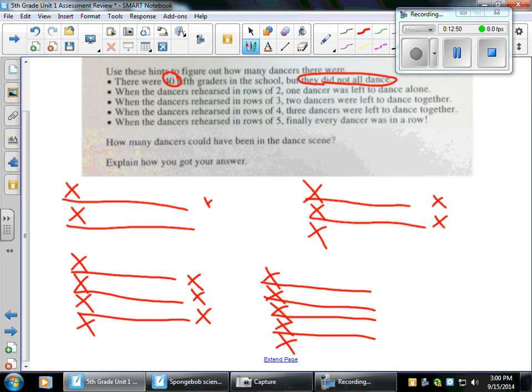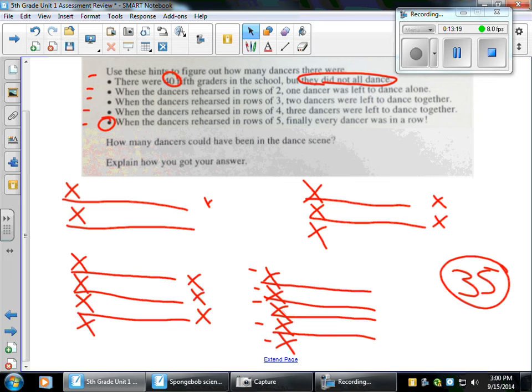Well, this clue right here where it says when the dancers rehearsed in rows of 5, every dancer was in a row, means that this number has to be a multiple of 5 because the same number will be in every single one of these rows down here. So the next biggest number that is a multiple of 5 is the number 35. So I'm going to see if that number works for all of these clues.